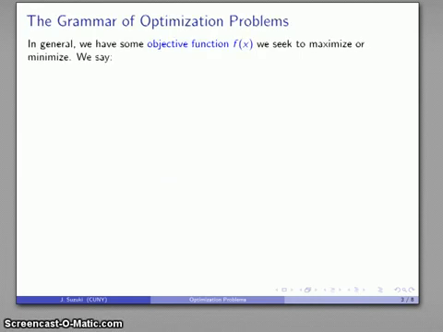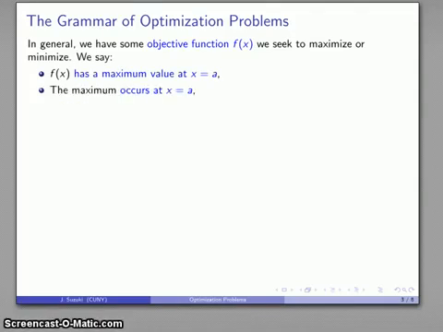Now, before we actually solve optimization problems, we have to talk about grammar and syntax. Grammar and syntax is half the battle. In general, if we have some objective function that we're trying to maximize or minimize, we say the following. The function has a maximum value at x equals a. The maximum occurs at x equals a. The maximum value is equal to the function value.